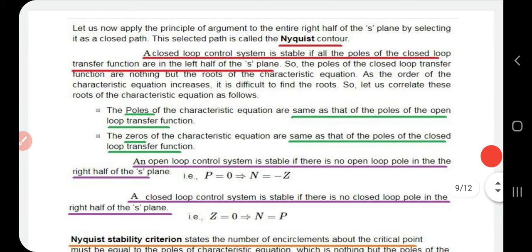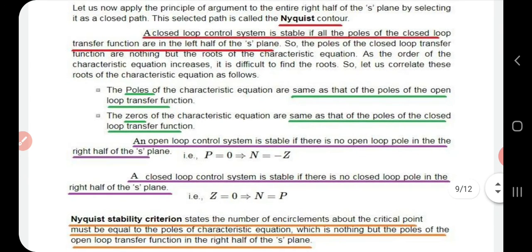Now we are applying the principle of argument to the entire right half of S-plane. That is, S-plane is a complex plane. Now we are applying this theorem only to the right half, and that particular right half we are selecting as the closed path. Now we are naming it as a Nyquist contour.